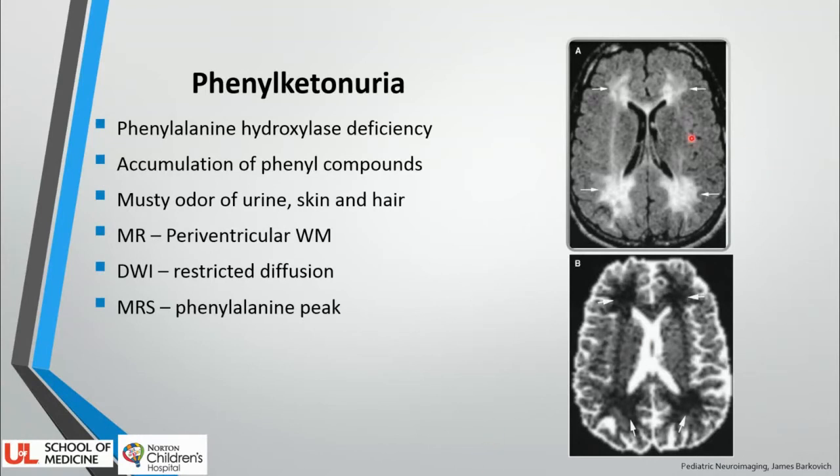On imaging, as seen on this FLAIR image on top, there is abnormal bright signal in the frontal and parietal white matter, which has a flame-like appearance. There is corresponding restricted diffusion seen as this dark signal in similar locations on this ADC map below.